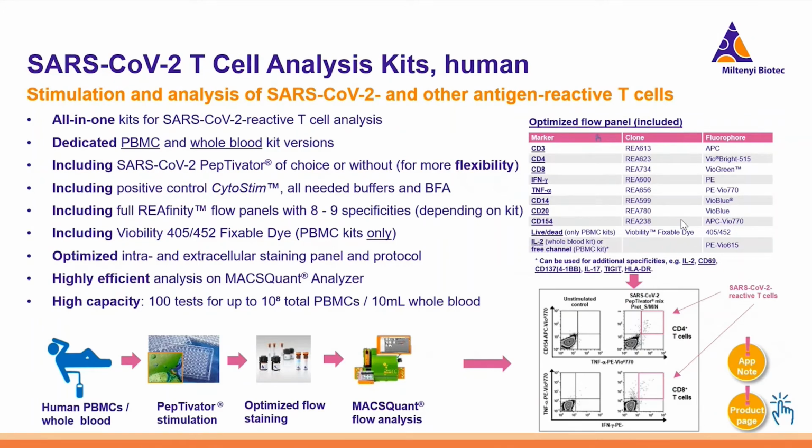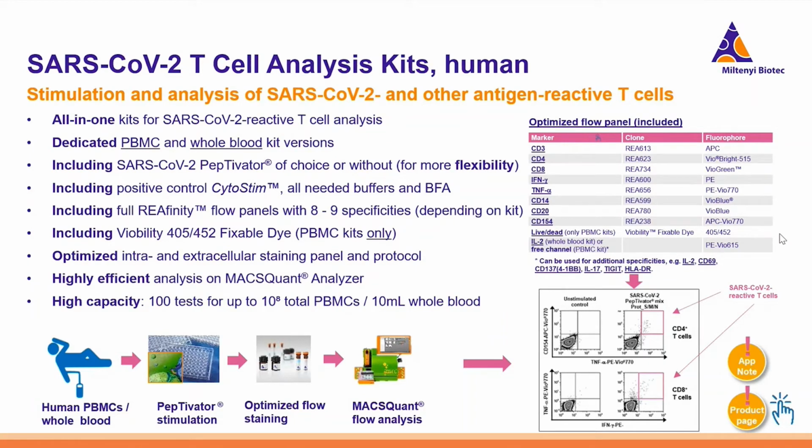But of course, we have more kits to offer when it comes to flow cytometry. So apart from the 3 aforementioned flow kits, we also offer further interesting T-cell analysis kits in our flow portfolio. One of our more recent highlight flow analysis kits is depicted here, the SARS-CoV-2 T-cell analysis kits human. These all-in-one kits allow the efficient stimulation and sensitive analysis of SARS-CoV-2 reactive T cells in human PBMC or whole blood samples. After stimulation with SARS-CoV-2 peptide pools, cells are stained with our optimized flow panel, as depicted here on the upper right, and analyzed, for example, on a MACSQuant flow analyzer.